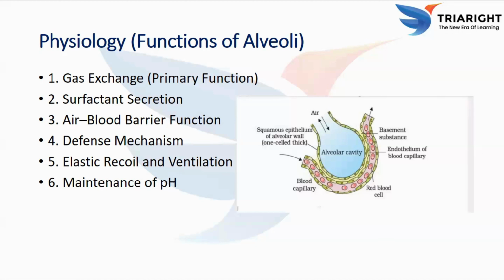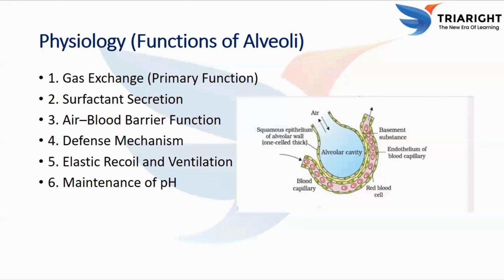And coming to the next function, the defense mechanism. What is the defense mechanism? The alveolus contains alveolar macrophages. You all know that macrophages are a part of the immune system. What do these macrophages do? They destroy dust, bacteria and all other particles. This helps keep the air spaces sterile and clean. What might happen if macrophages didn't work properly here? Infections and inflammation could occur in the lungs, right? So macrophages should work properly so that there will be no infection and inflammation in the lungs.